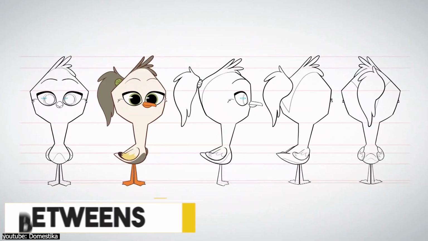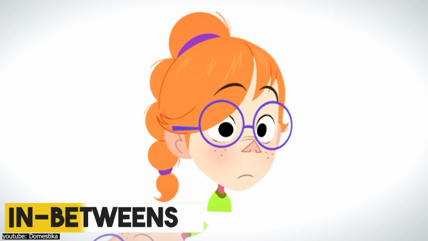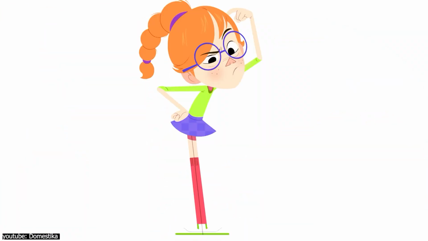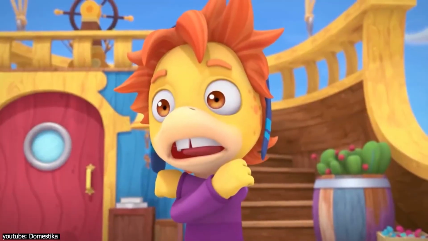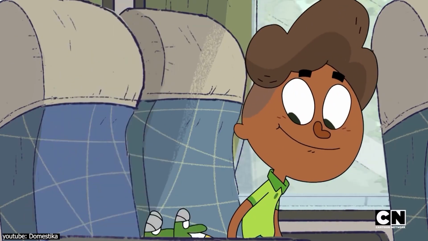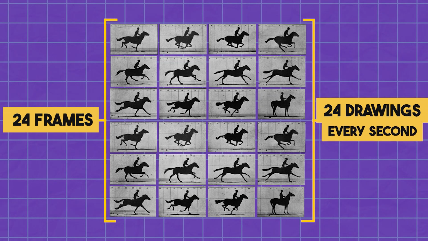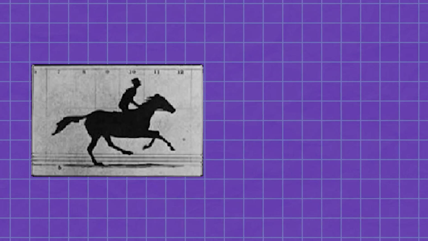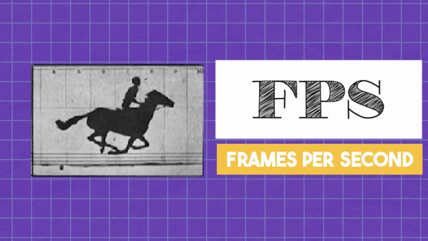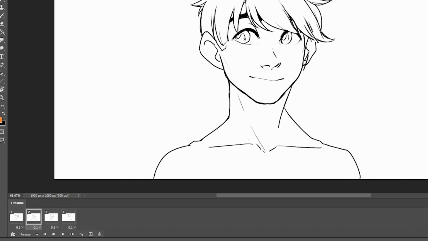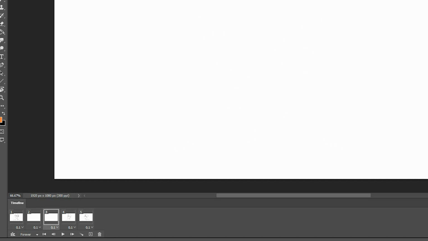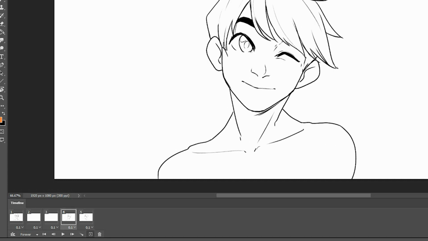Now, this is the step that really depends on you and the amount of patience that you have. Generally, if you are seeking to create high-quality feature film-worthy animation, you need to be having 24 frames, or 24 drawings, every second. We refer to this as FPS, or frames per second. With the very little patience I have today, I'm just going to add enough in-betweens for this to look clean enough to be presented as a first draft.